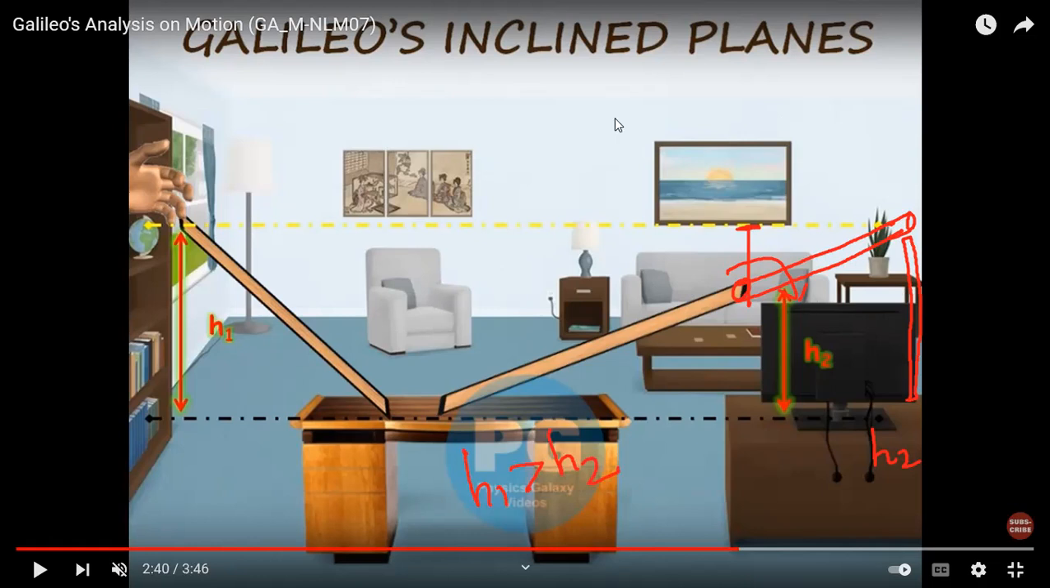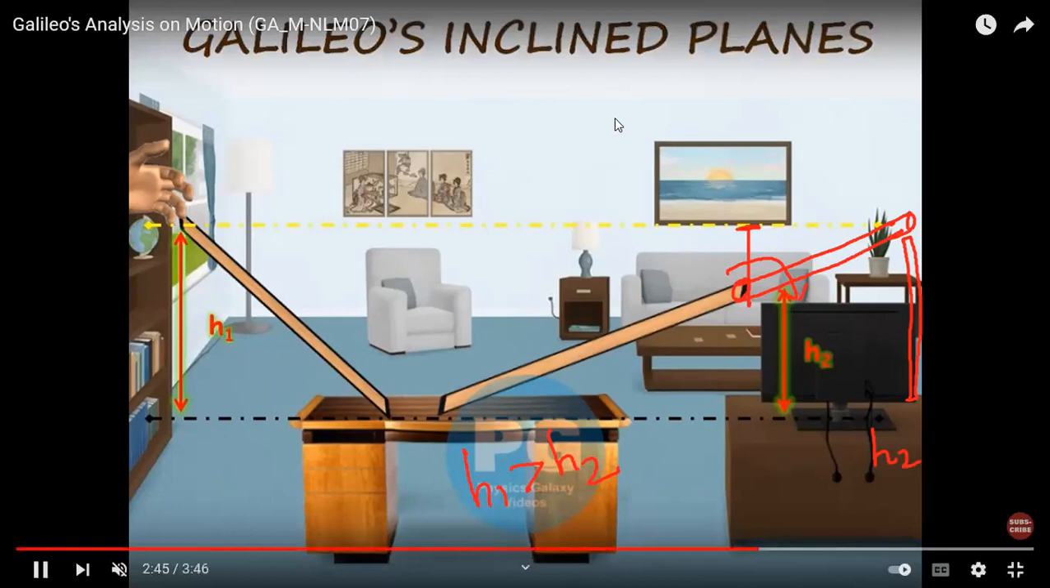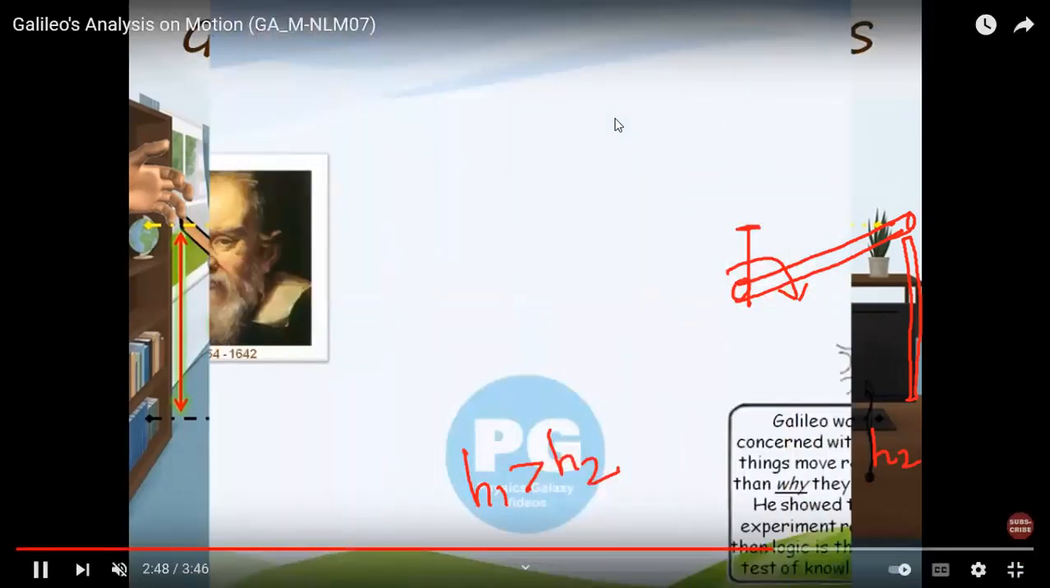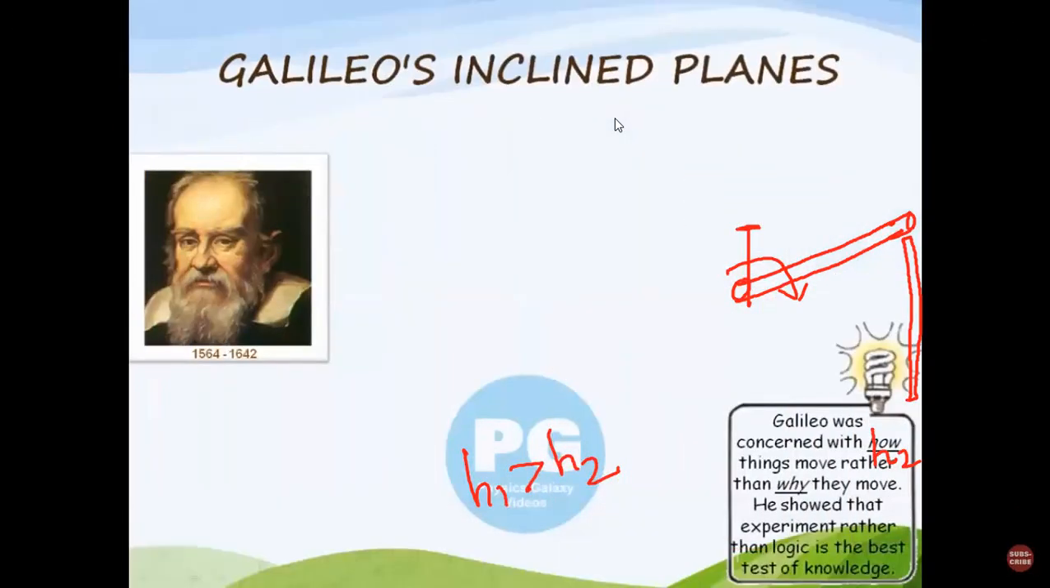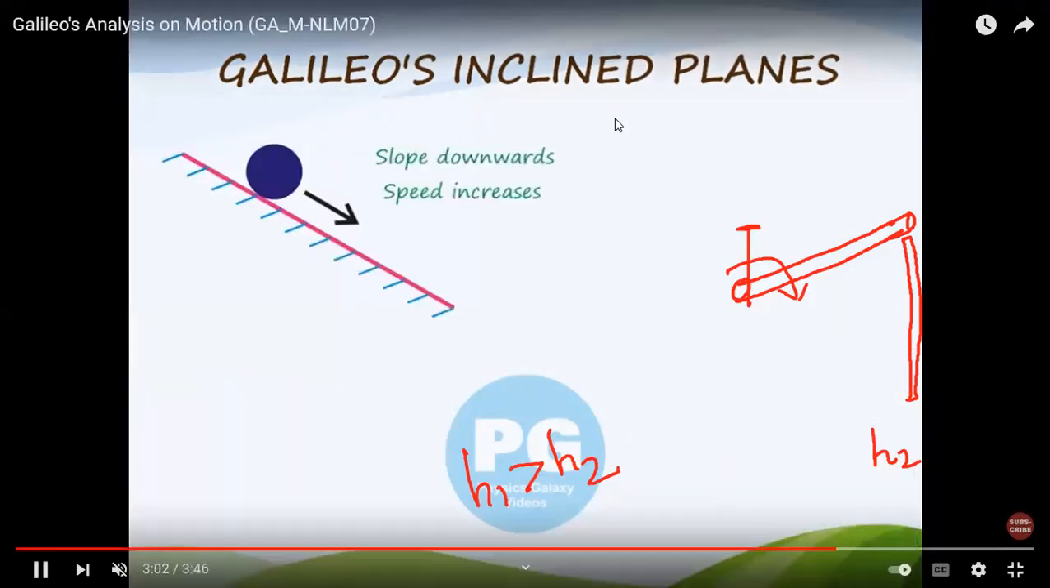Yes, sir. So that is what you have to understand. When H1 is greater than H2, the ball will go out of the zone. This is Galileo's inclined plane experiment. Galileo was concerned with how things move rather than why they move. He showed that experiment rather than logic is the best test of knowledge, and he gave the relationship between force and motion.